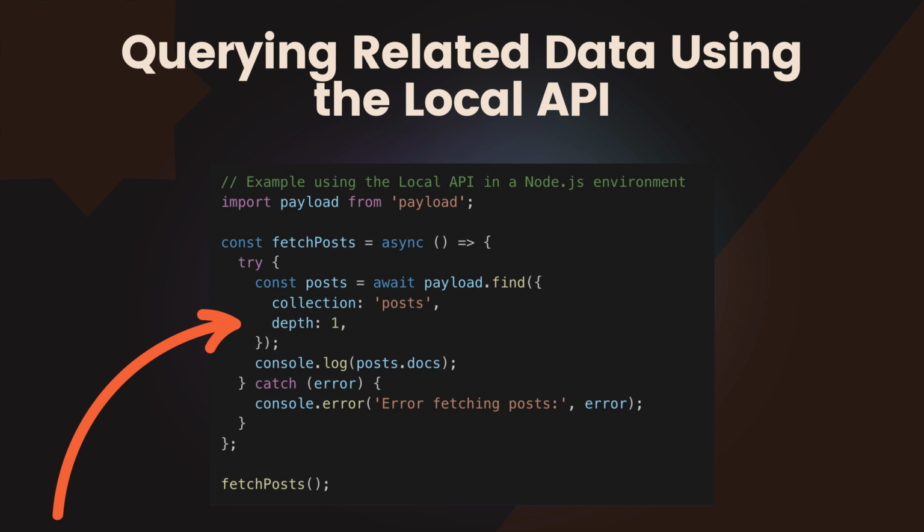Let's walk through how to use the local API to query posts along with their associated author details. For example, imagine you need to generate a server-side rendered blog page that lists each post along with their author's name, bio, and profile picture. By using the local API with a depth set to 1, you can fetch this related data in a single query. This capability ensures your backend processes are streamlined, reducing the complexity of handling relational data in your Payload CMS project.